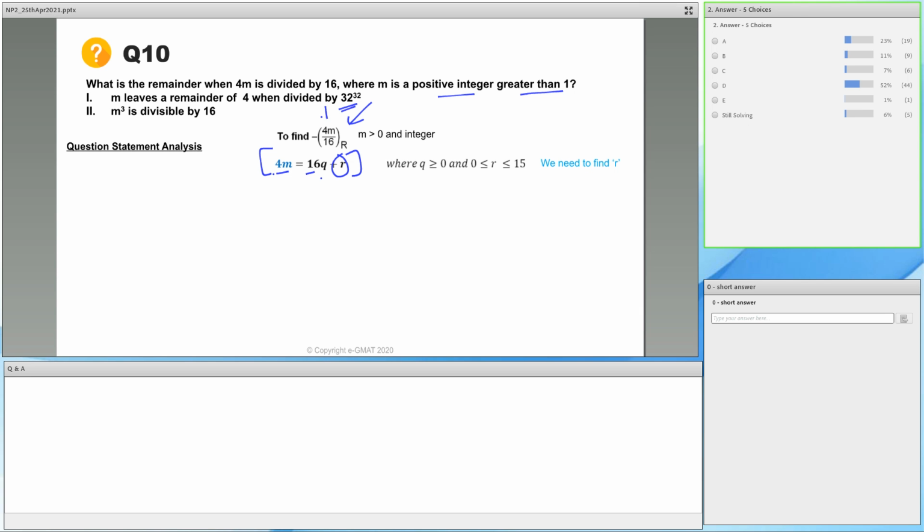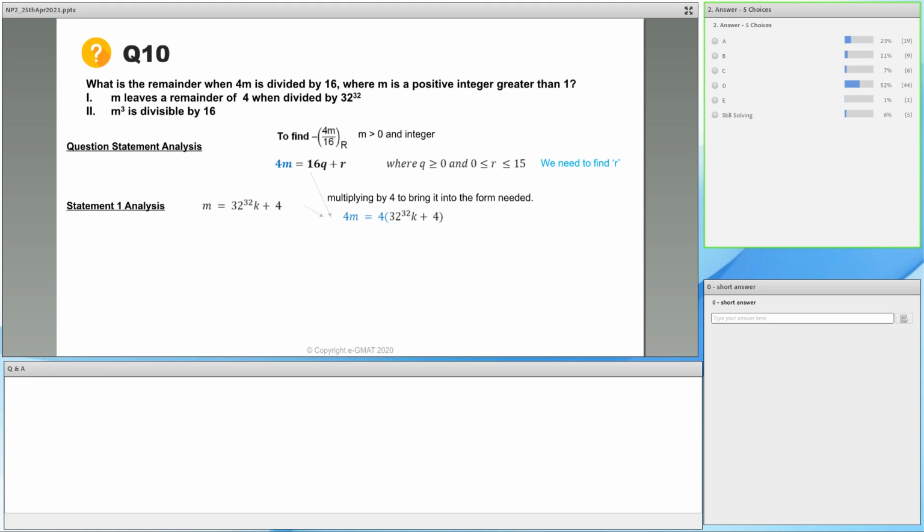What are the constraints as far as this remainder is concerned? As always, it cannot be greater than or equal to 16. It has to be lesser than 16. That's why you've seen lesser than or equal to 15. It can be 15, but it has to be lesser than 16. That's the constraint, and it has to be greater than or equal to 0. Always remember, don't forget the constraints. What else do we know? That's about it. We need to find the remainder.